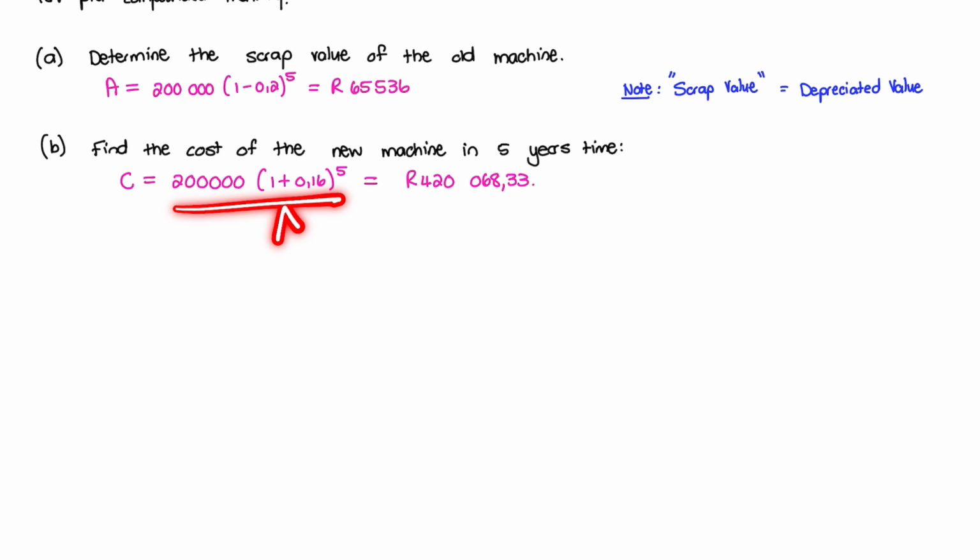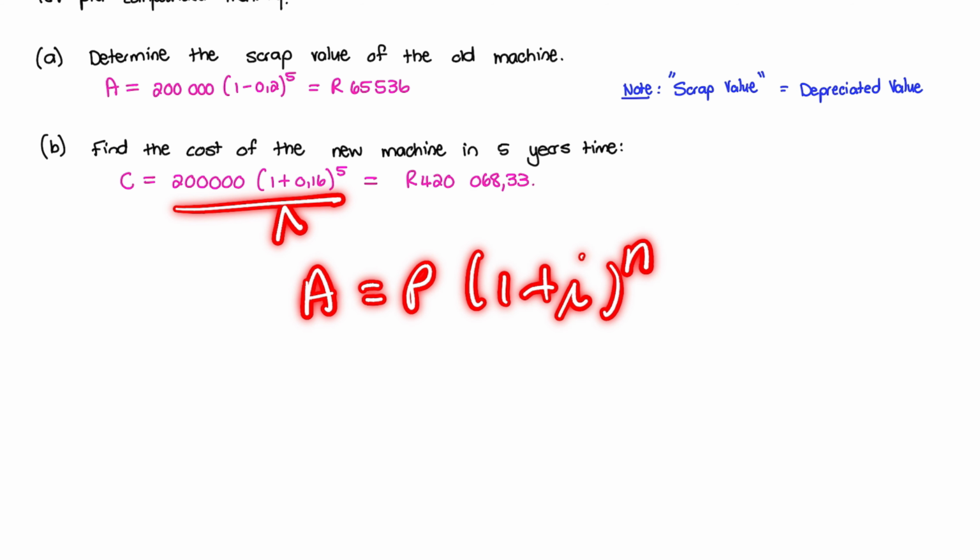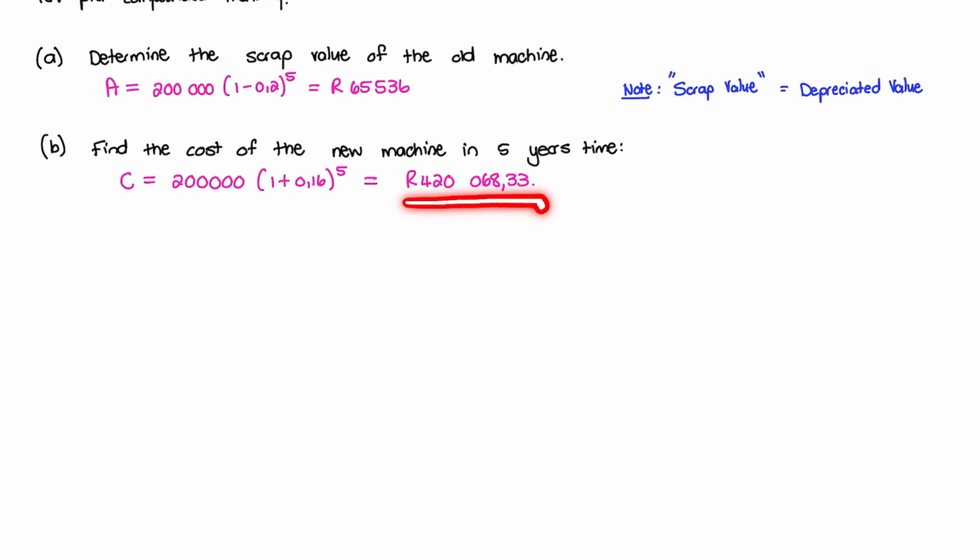So if we plug this information into our formula for compound interest, then we find that the cost of the new machine is 420,068 Rand and 33 cents.